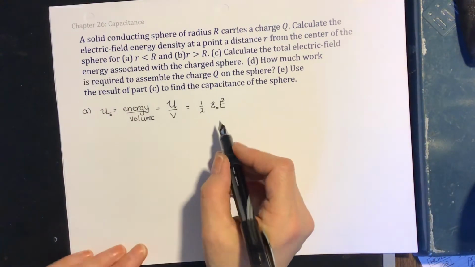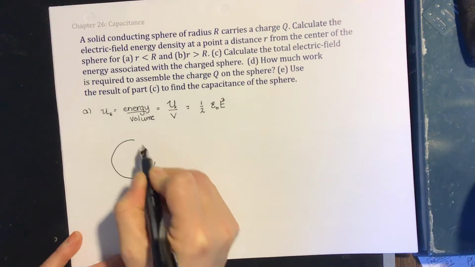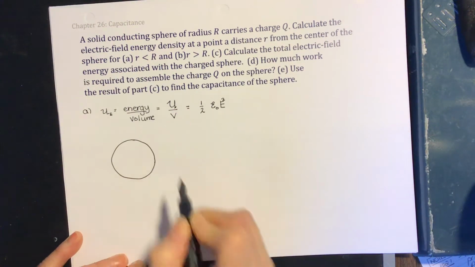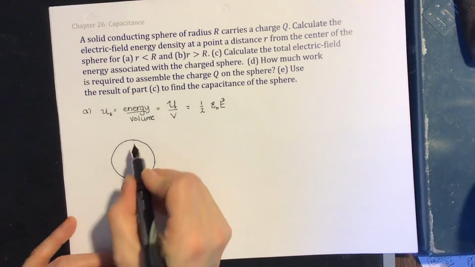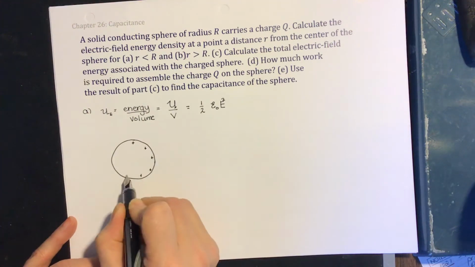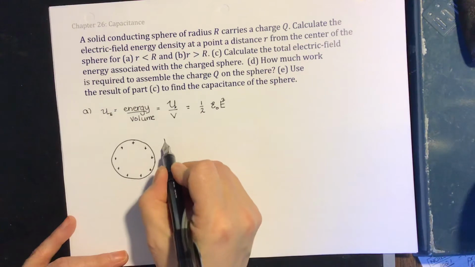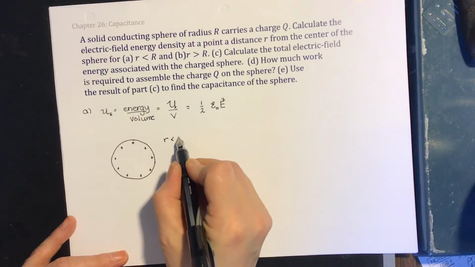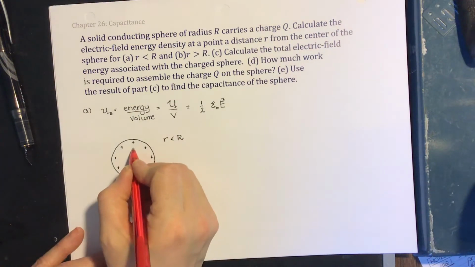So we'll start by drawing our sphere. So this is a conductor. It has a net charge q. When we have a conducting sphere, we ask where does the charge reside, and it has to reside on the surface of the sphere. So if we're going to try and find the energy density inside the sphere, it means we're going to try and find it in here.